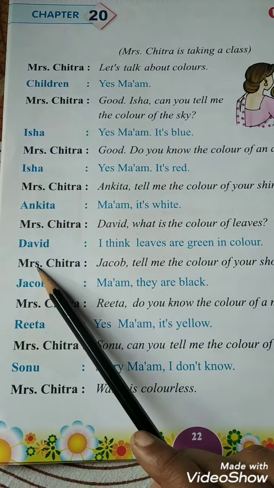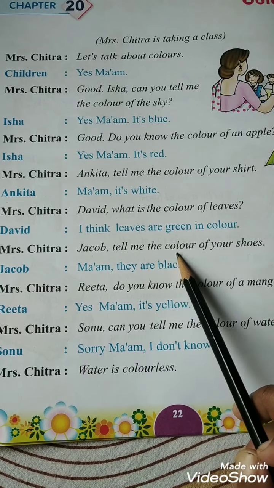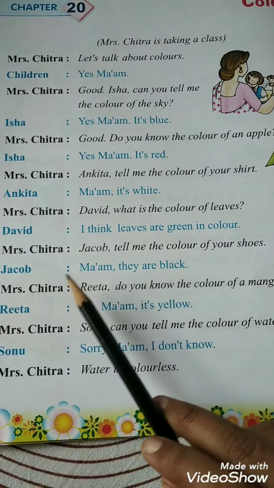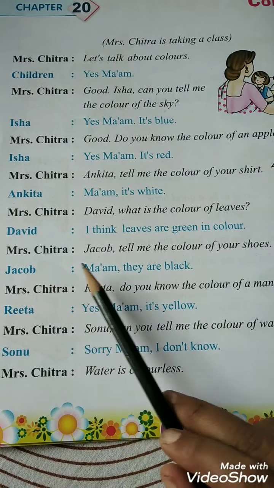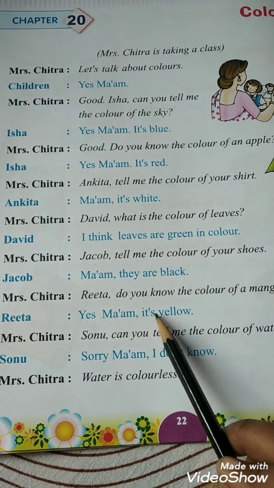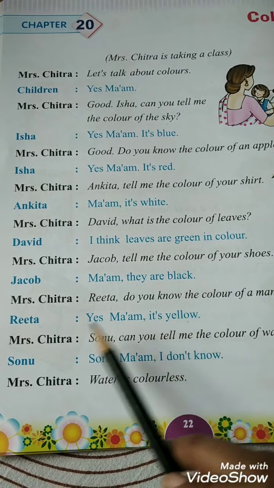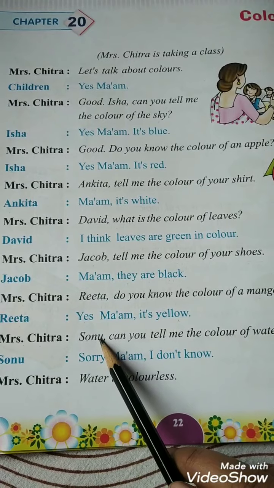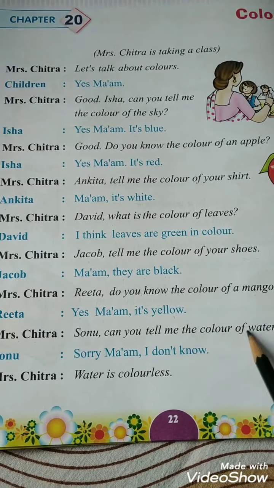Mrs. Chitra: Jacob, tell me the color of your shoes. Jacob: Ma'am, they are black. Mrs. Chitra: Rita, do you know the color of a mango? Rita: Yes ma'am, it's yellow. Mrs. Chitra: Sonu, can you tell me the color of water?